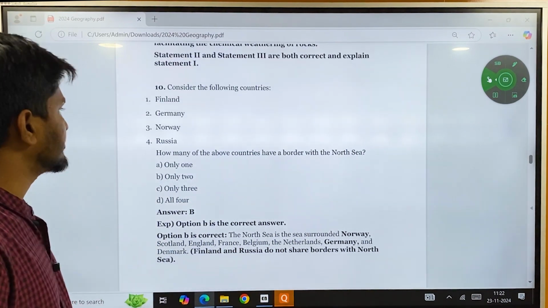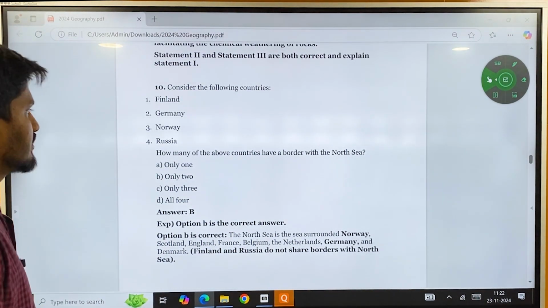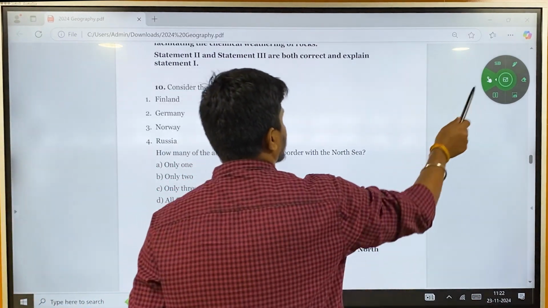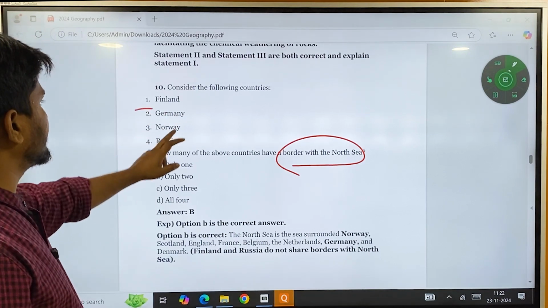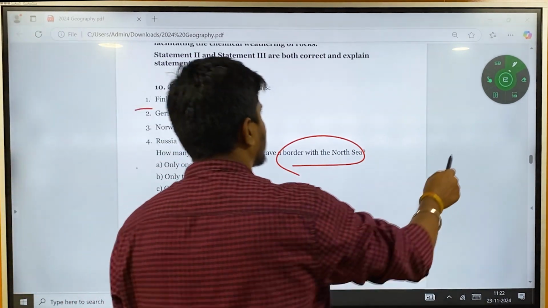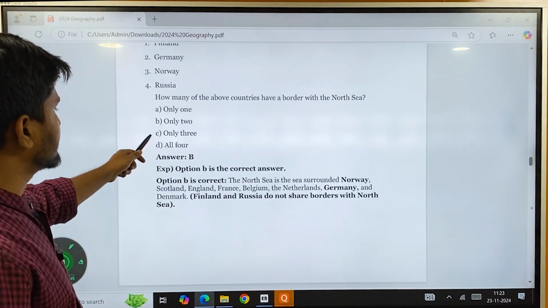And then consider the following statement. Countries, again a mapping question. They are asking which of the following countries have a border with the North Sea. The options are Finland, Germany, Norway, Russia. So the correct answer here is B, 2 only.